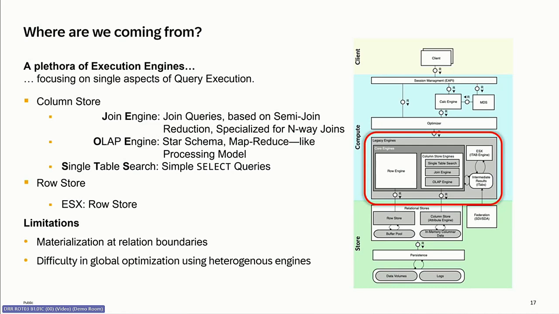Needless to say, there was a lot of maintenance overhead. For each engine, you basically had your own experts. And those engines also had some technical limitations. For example, the legacy engines all used the so-called materialization model, where you had to materialize the entire intermediate result between relation boundaries. And of course, for the optimizer, it was very, very difficult to establish a global optimization between those heterogeneous engines. So this was a real technical limitation there.